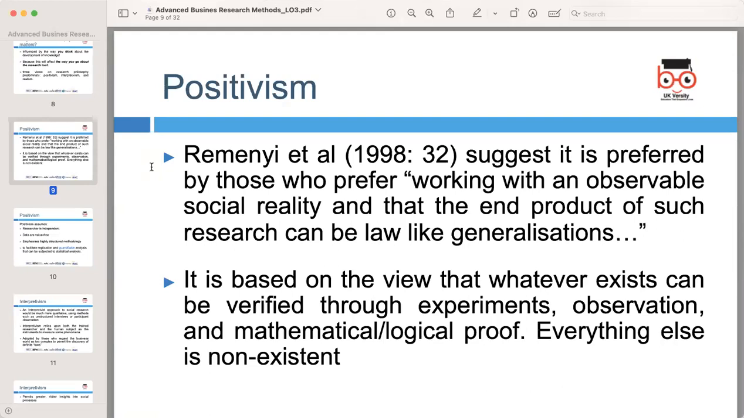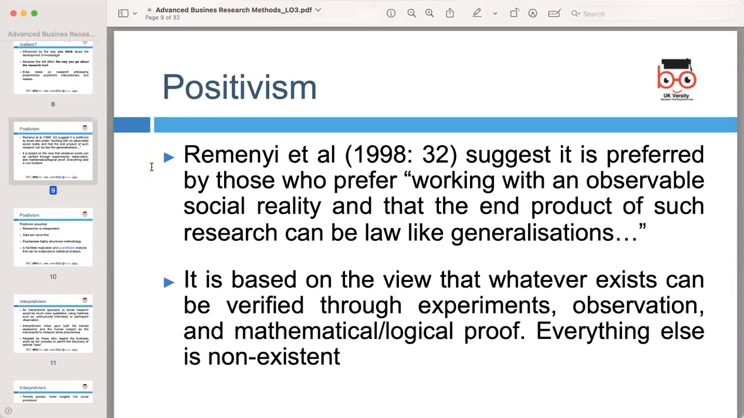So positivism, Remenyi et al. 1998, suggests it is preferred by those who prefer working with an observable social reality, and the end product of such research can be law-like generalizations. So basically, positivism is a viewpoint that suggests we should focus on studying observable aspects of social reality. According to Remenyi et al., those who prefer positivism believe that outcomes of such research can lead to law-like generalizations.